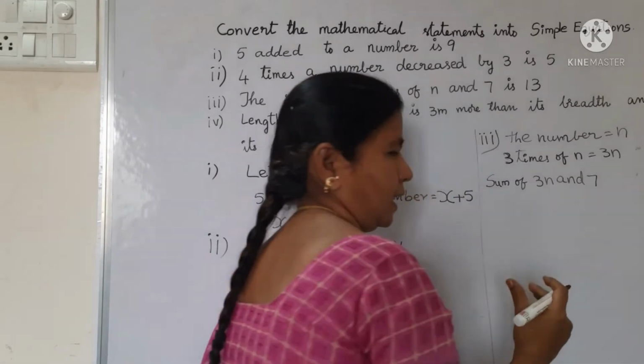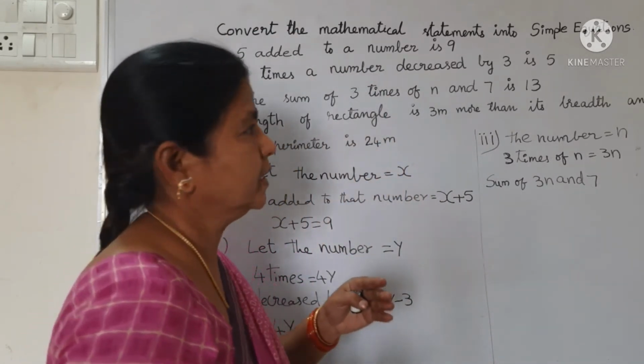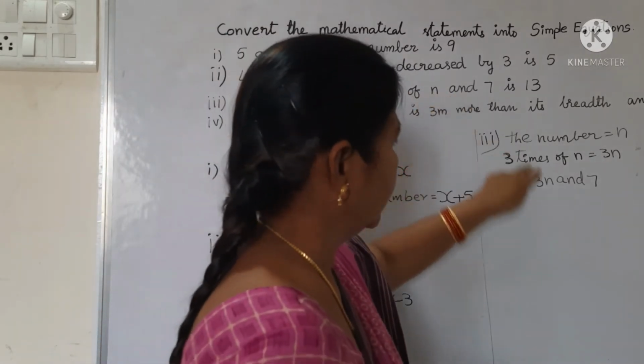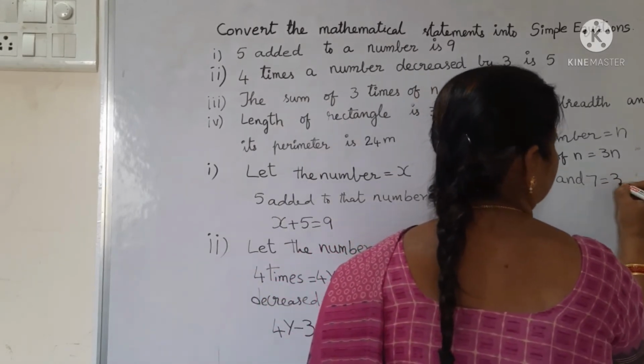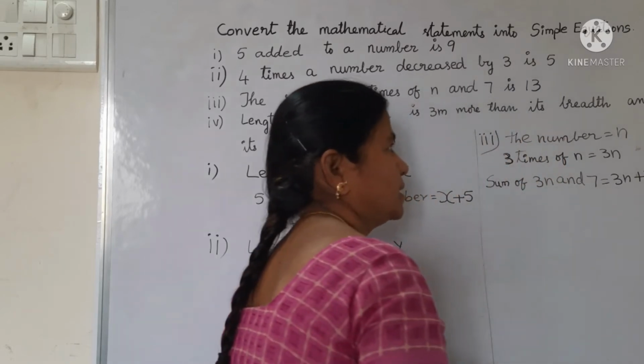So we are converting the statement into simple equation. So see, the sum of 3 times of n and 7, 3n and 7. What we get here? 3n, sum means adding, plus 7, 3n plus 7.